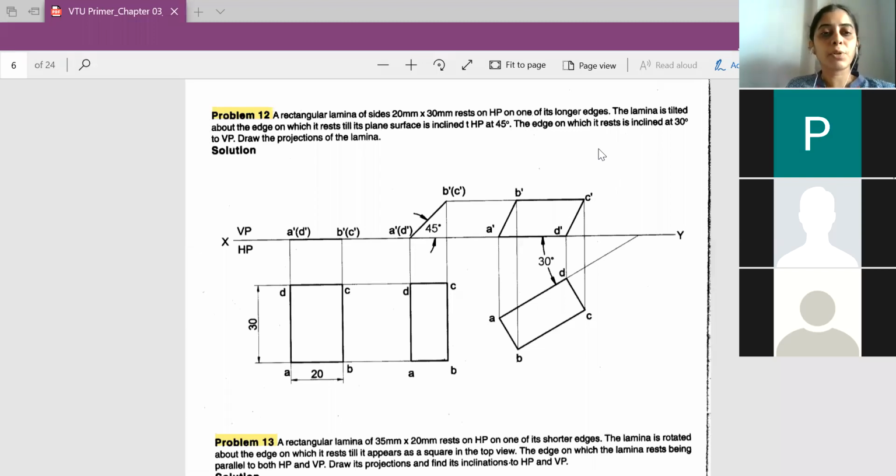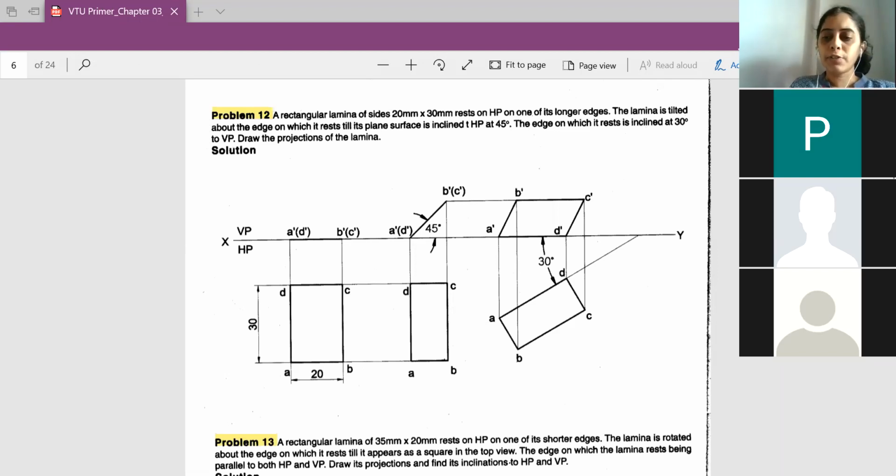In this way you have to solve the problem. So this is a direct question where all the details are given directly. Sometimes it will be twisted with only the description of top or the front view. Then you should be able to understand how you have to proceed and determine the inclination angles of HP and VP.